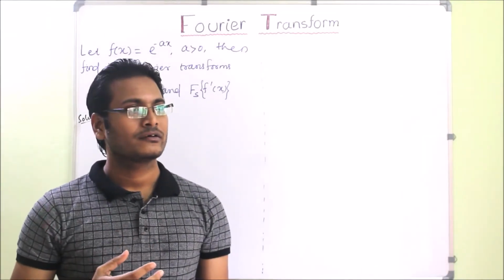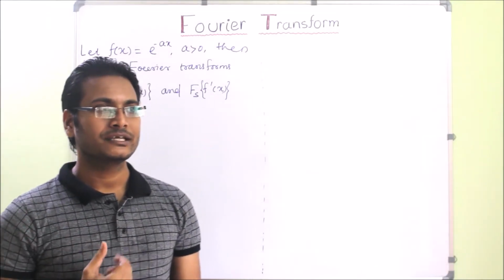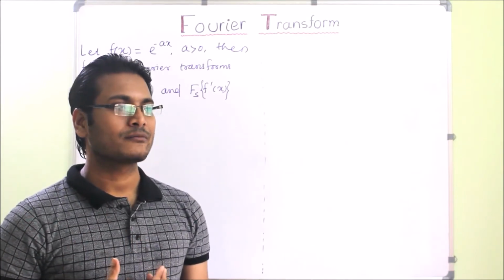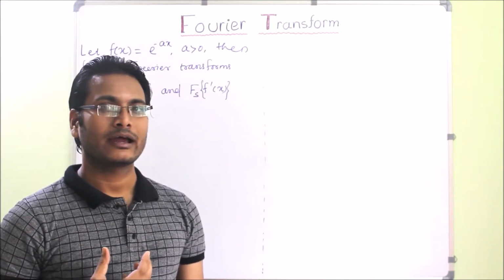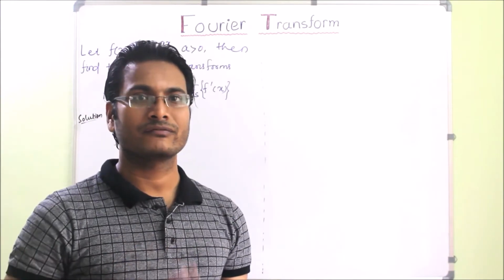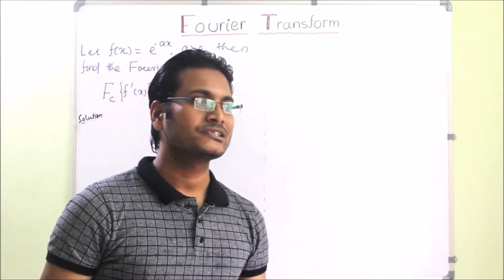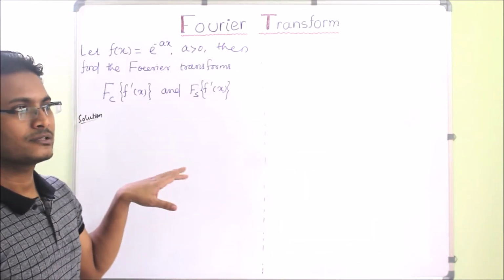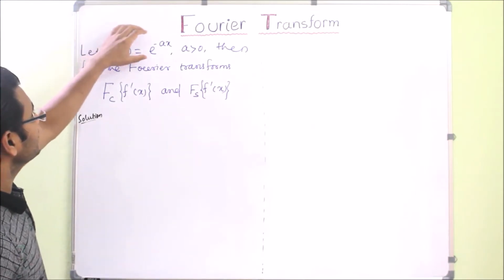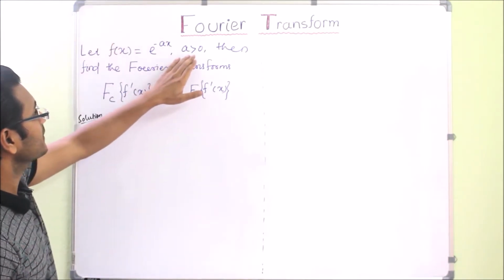Welcome to all. In this lecture, we will see how to use the Fourier transform of derivatives and find the Fourier transform of derivative of a function. Okay. So, we will see one example problem, then it will be clear. So, the problem is f of x given e to the power minus ax where a is greater than 0.